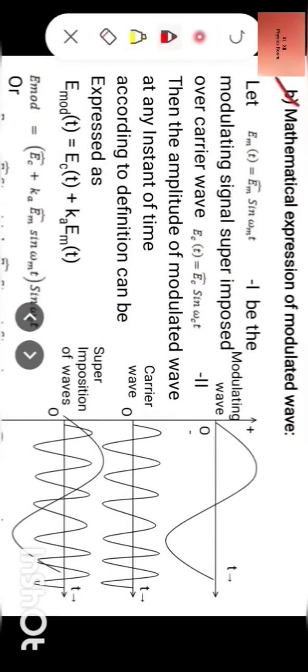B. Mathematical expression of modulated wave. Let e_m(t) equal to E_m max sine omega_m t be the modulating signal. Mark it as equation 1. This is the modulating signal or modulating wave, superimposed over carrier wave e_c(t) equal to E_c max sine omega_c t. Mark it as equation 2. So this is carrier wave.